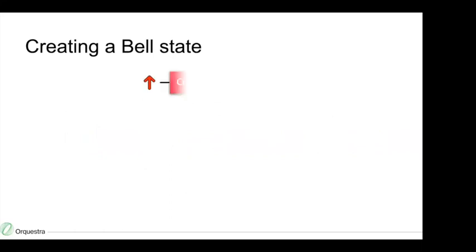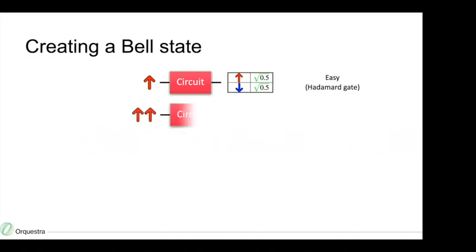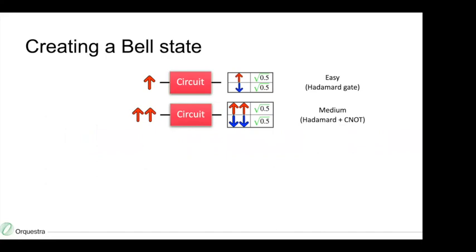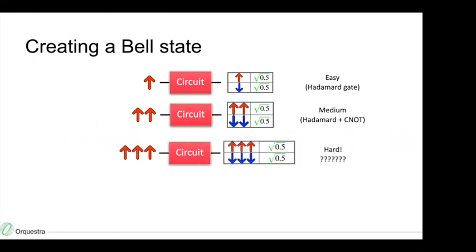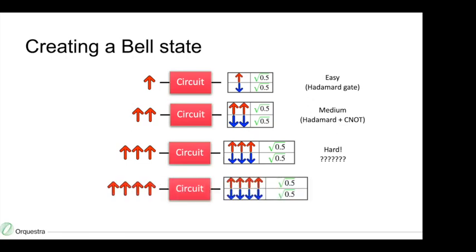If you're going to create a superposition, it's very easy. You use a Hadamard gate. If you're going to create the Bell state, it's kind of hard because you have to use the Hadamard and the CNOT. What if I gave you 3 qubits and told you to put gates together so that you end up with half up, up, up, and half down, down, down? That is much harder. And for four, it's a lot harder.